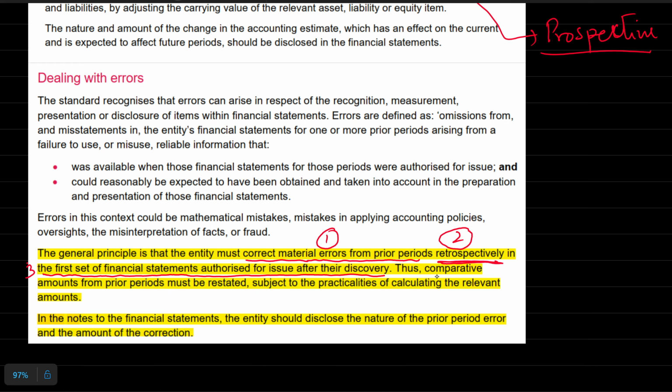Third one, and the fourth one is comparative amounts from prior periods must be restated. Every organization is required to prepare financial statements and show comparative figures from previous years.